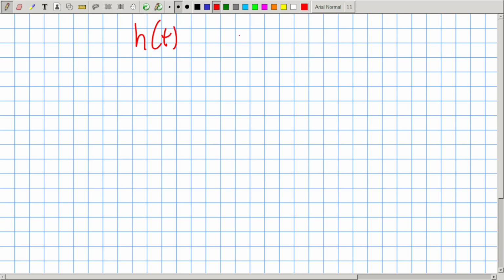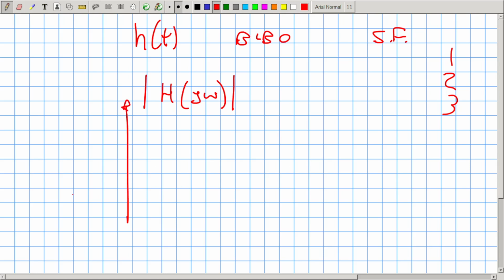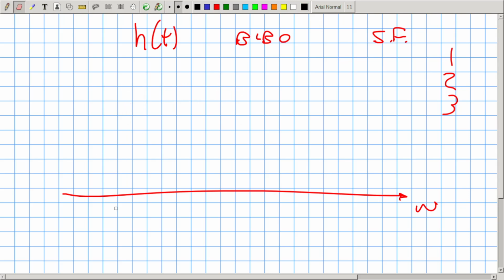H of t, BIBO. Okay? Can I apply sinusoidal fidelity concepts? Yes, no, do not know. Yes. That means that I need to plot the function modulus of H of j omega as a function of omega. True? I've got to plot this function here. This function here is my stuff. True? That's also the phase, but this is the amplification factor. Are we together, people? Perfect.